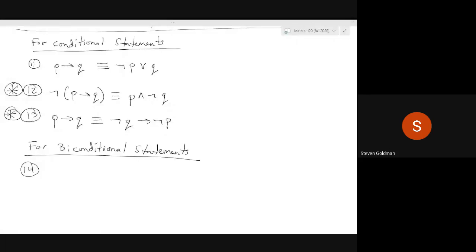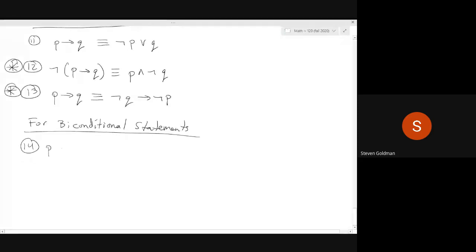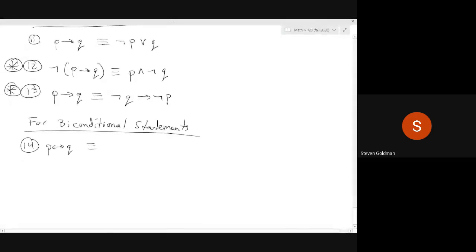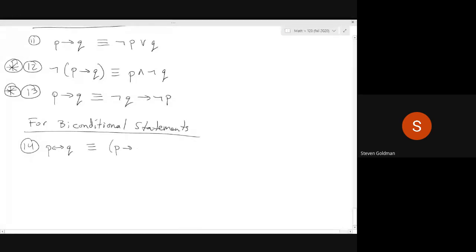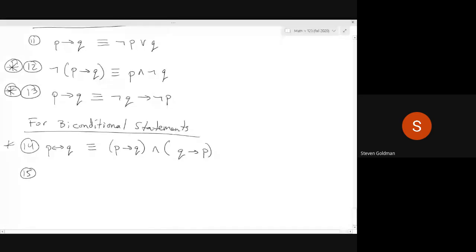These don't have any names. So 14: P if and only if Q is logically equivalent to P implies Q and Q implies P. That's really what a biconditional statement means. The statement P if and only if Q means if P then Q and if Q then P, each one implies the other. So that one's also good to know, number 14.